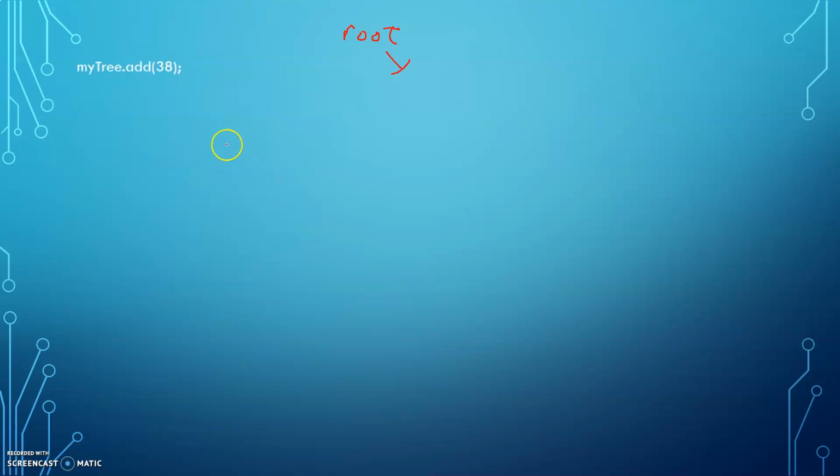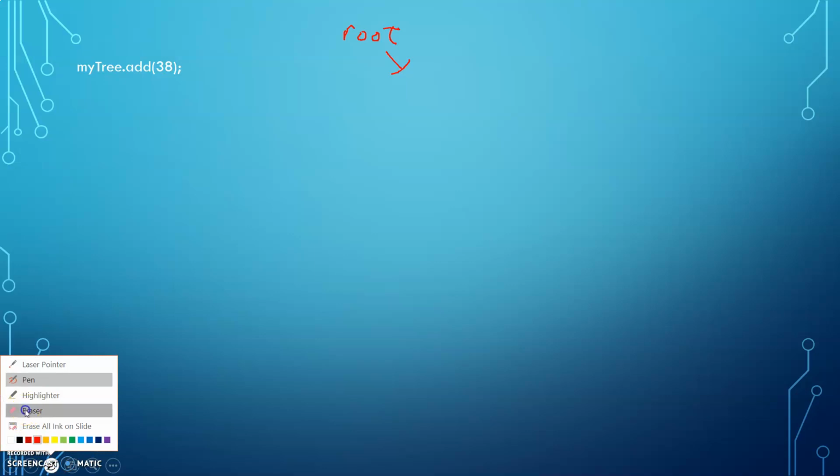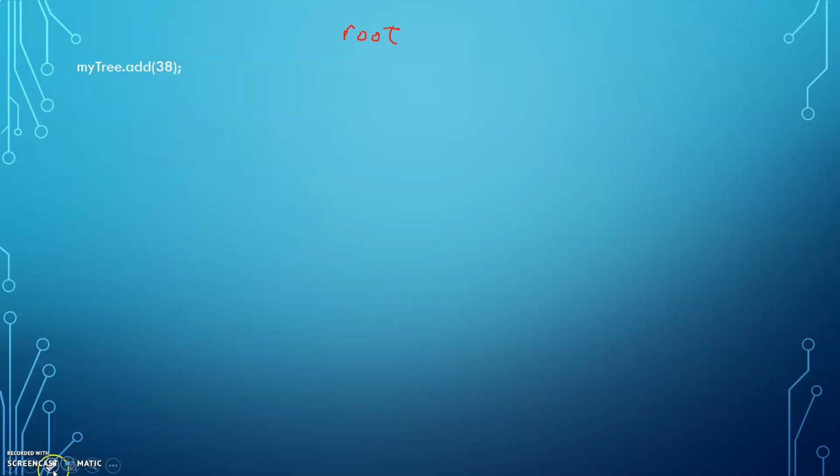Okay, so suppose we're beginning with an initially empty tree, and so root here is pointing to null. And then we want to add, in this case, 38 to the tree. This is just going to be the manual part. We'll take a look at the code in another video. So root is now going to point to 38.